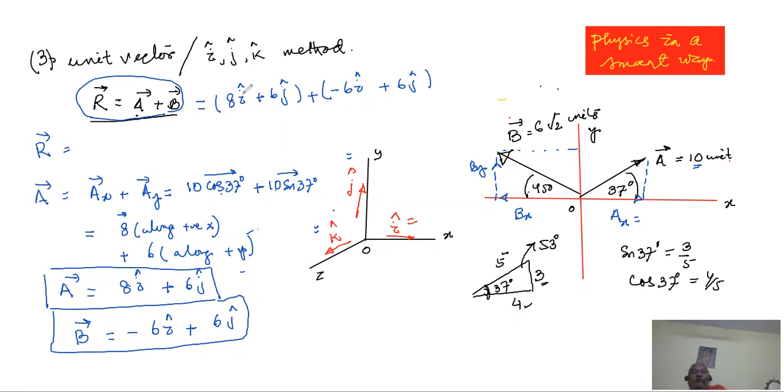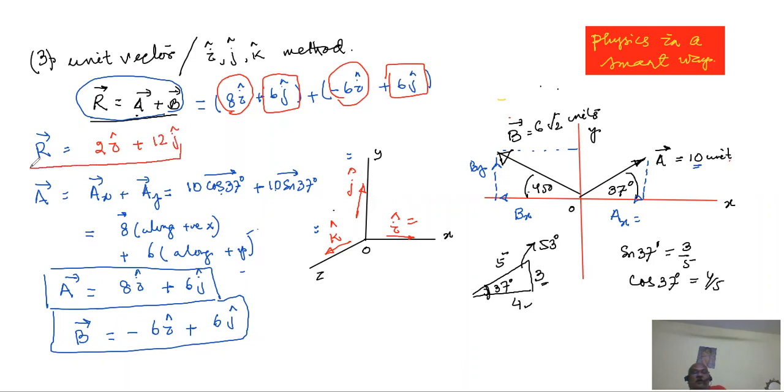If you add them up, then you can collect all the I cap terms together. This is 8 I cap, that is minus 6 I cap. So the result will be 2 I cap. But don't ever try to add I cap with j cap. They cannot be added. If they are added, they have to be added vectorially. We are not going to do that now. And similarly, you do the same thing with j cap. Here we see 6 j cap, and here also we see 6 j cap. So total, that is 12 j cap.